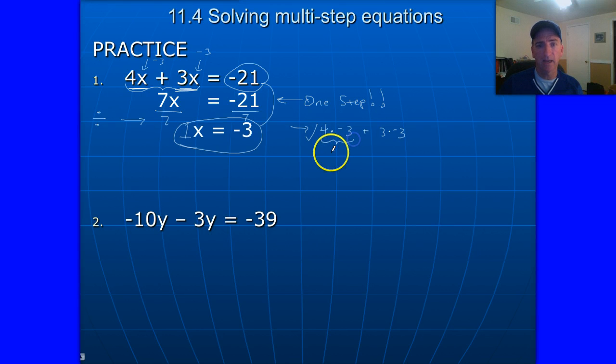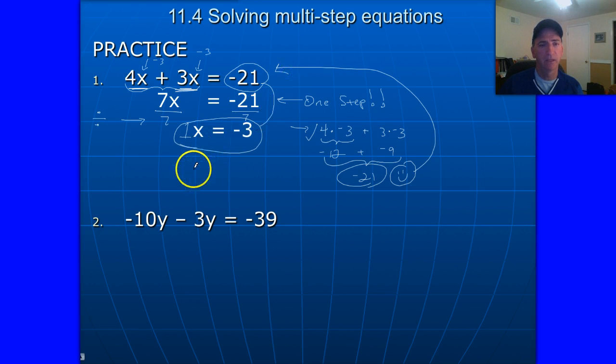So if we work this out using the order of operations, that's -12 plus -9. And you add -12 plus -9, that does equal -21. So you just check your answer there that you do have the correct answer. The answer is -3. That is your check mark, your check right here to see that you actually do have the right answer. Number 2 is very similar to that.